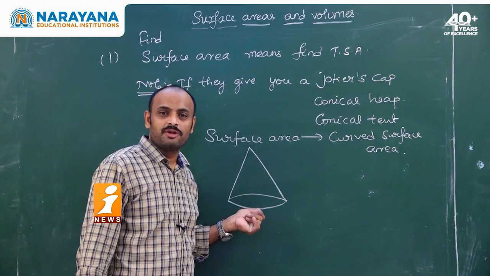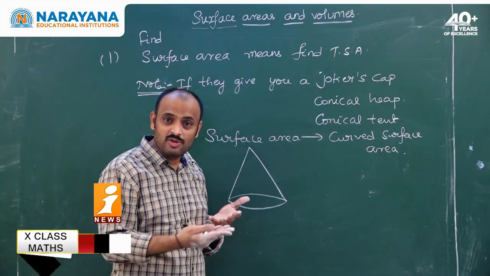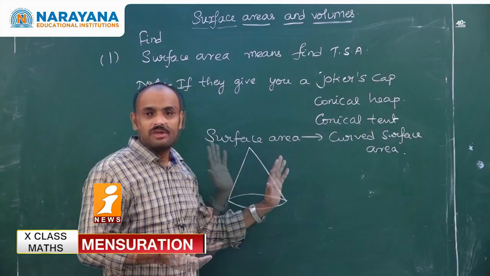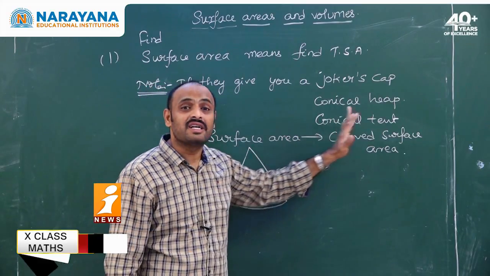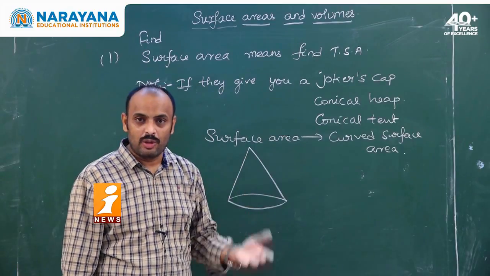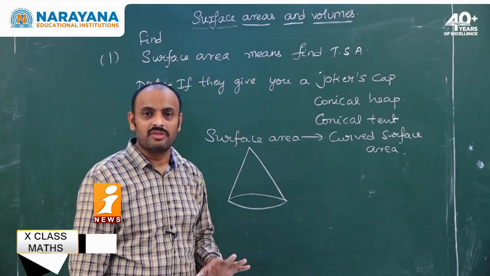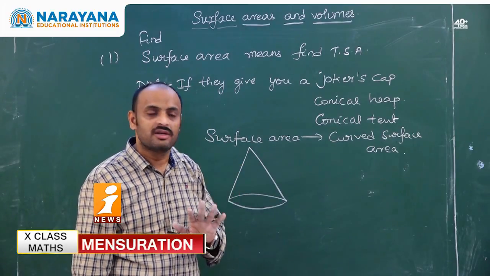it is open at the bottom, then only we can wear it. When it is open at the bottom, there is no surface at the bottom, then only one surface is there, which is nothing but curved surface area. Or otherwise conical tent, tent cannot be closed at the bottom. So even tent is open at the bottom, then only we can live inside the tent. It cannot be closed at the bottom.